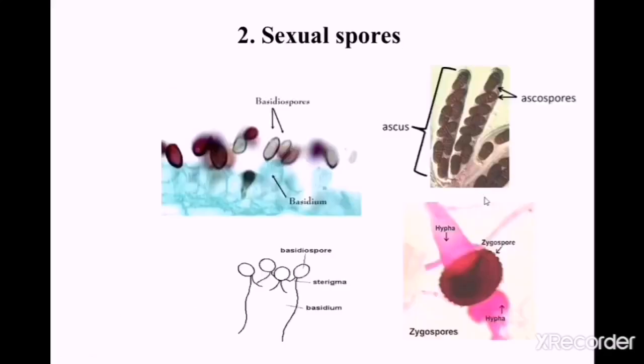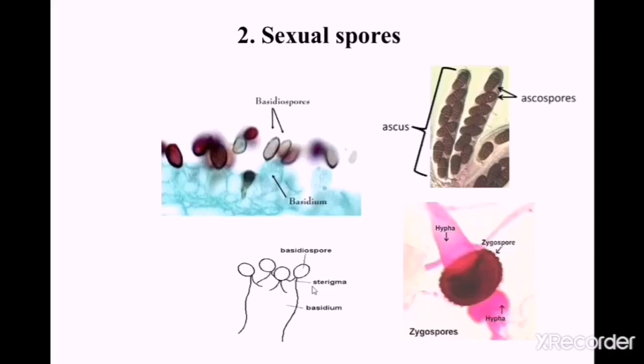Sexual spores. These are formed as a result of the meiosis process. These are ascospores, zygospores, and basidiospores. Zygospores are single large spores with a thick wall. Ascospores are formed within a sac which is called an ascus. Basidiospores are formed externally on the tip of a pedestal which is called a basidium.